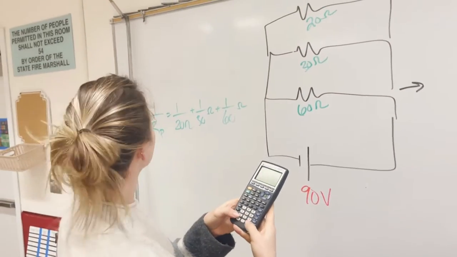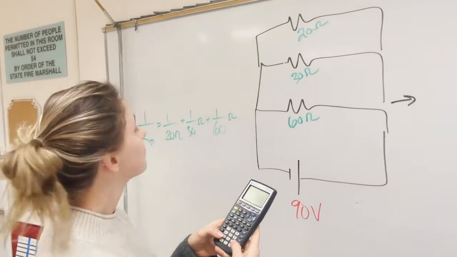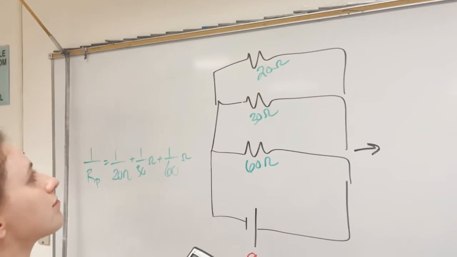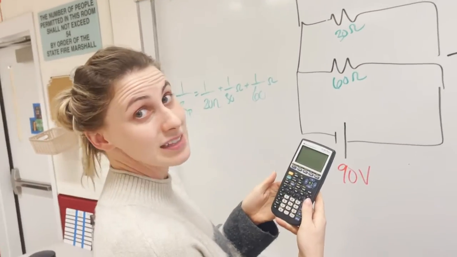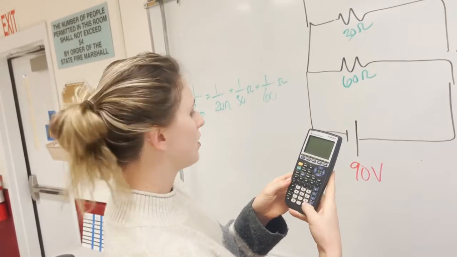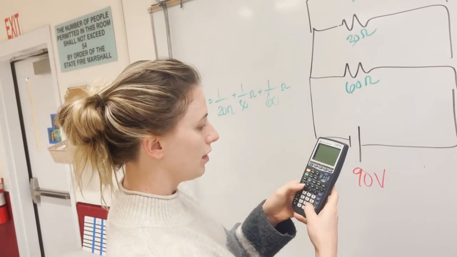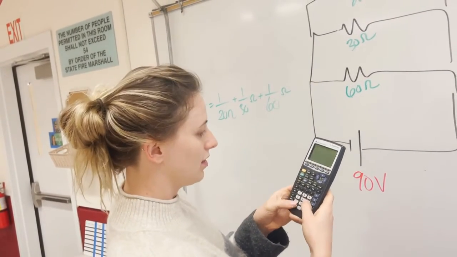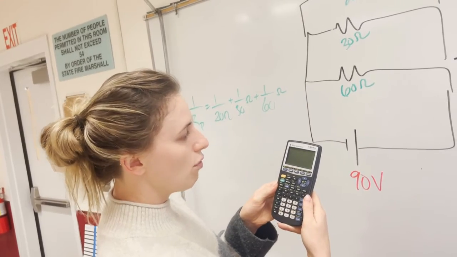Now, here's the thing. One way you can tell you've done it right is your answer should be less than any of the ones you've got there, because it's less resistance here. So 20 to the negative 1 plus 30 to the negative 1 plus 60 to the negative 1. And I get 0.1. Are we done yet?